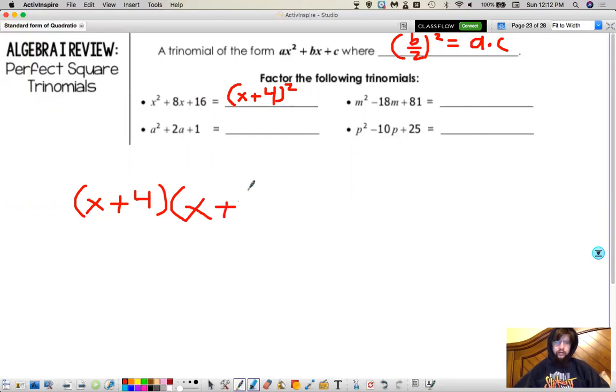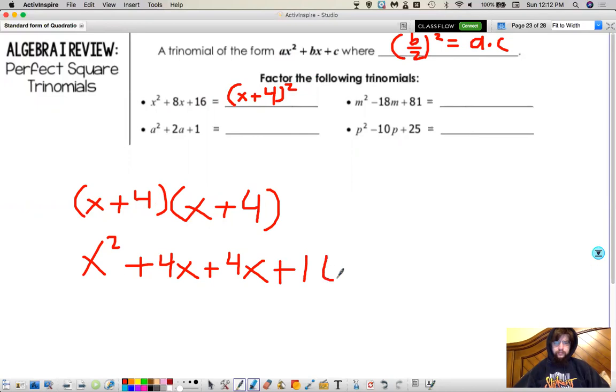If we use the distributive property, we can check and see that we get the same thing back. Remember, squaring something means multiply by itself. X times x is x squared. X times 4 is 4x. 4 times x is 4x. And 4 times 4 is 16. Combine like terms, and we do get the original back. X squared plus 8x plus 16. So you can see that this is the same as this right here. It's factored form.